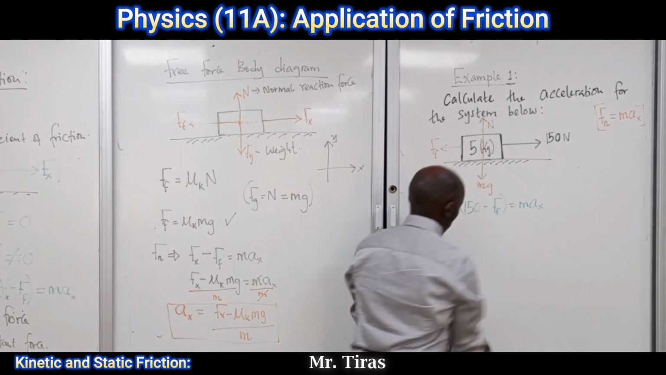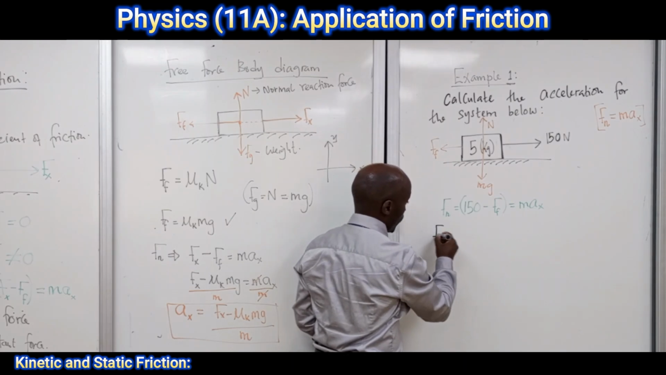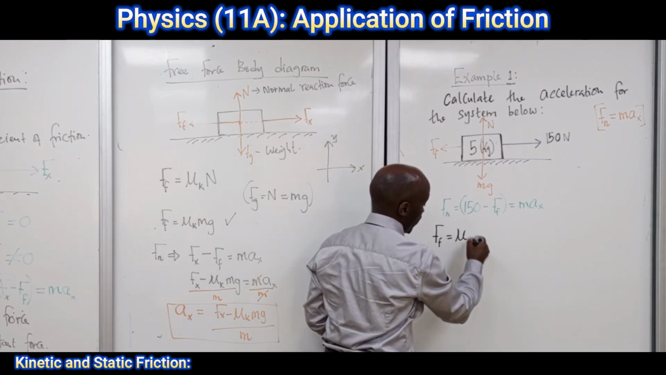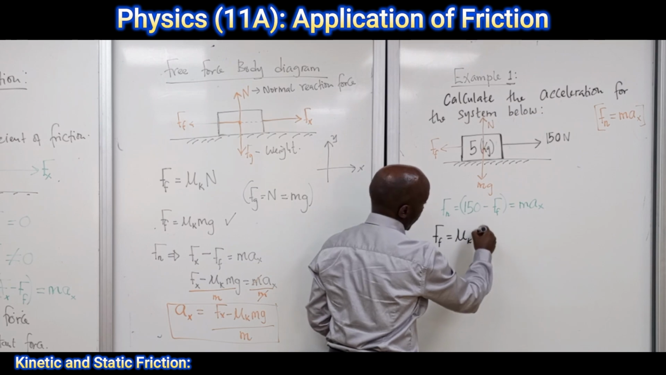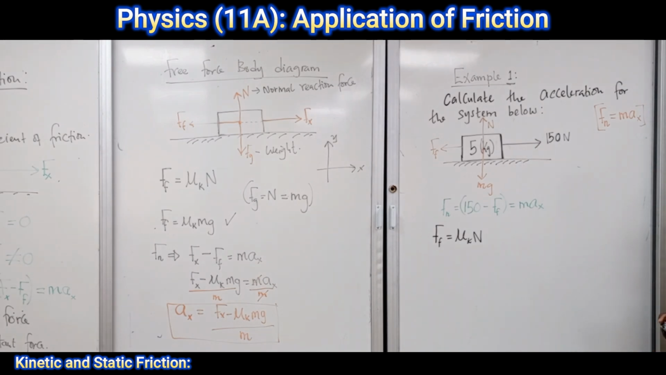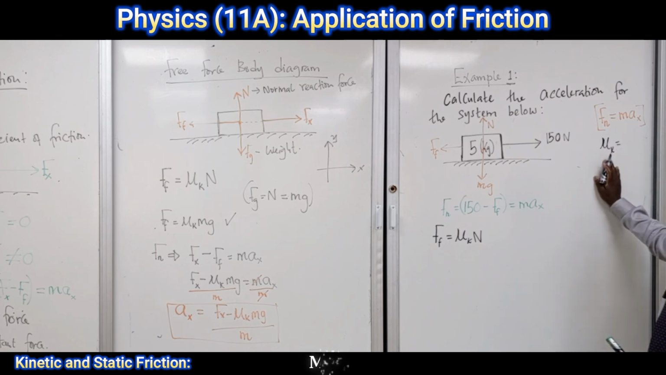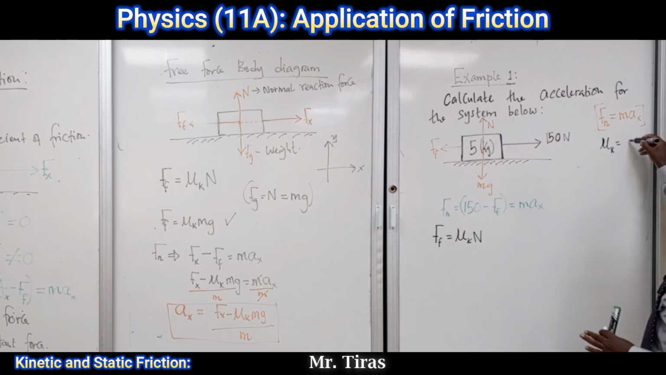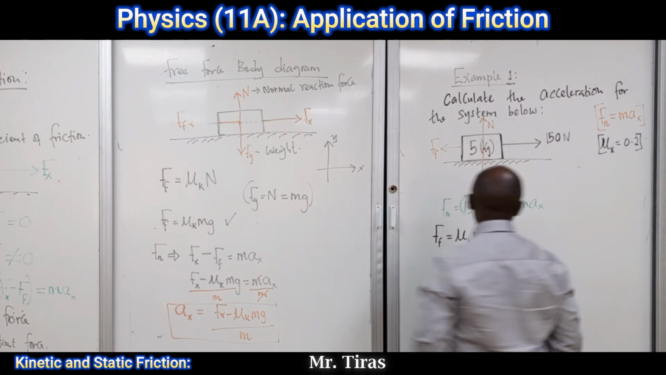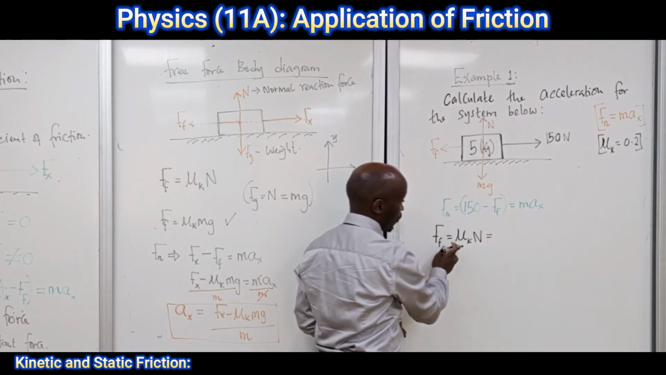Ff, the friction force, is got by mu k multiplied by the normal reaction force. Now, assuming mu k is the coefficient of friction for this system, every surface has its own coefficient of friction. For this one, let's assume it's 0.2. Just assume that is the coefficient of friction. So that means we can now get our friction force.